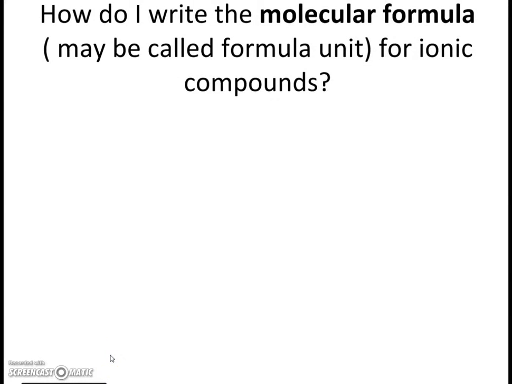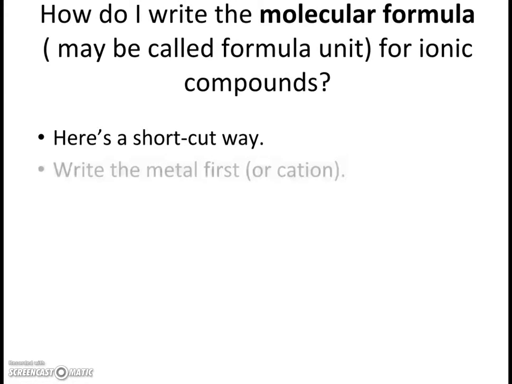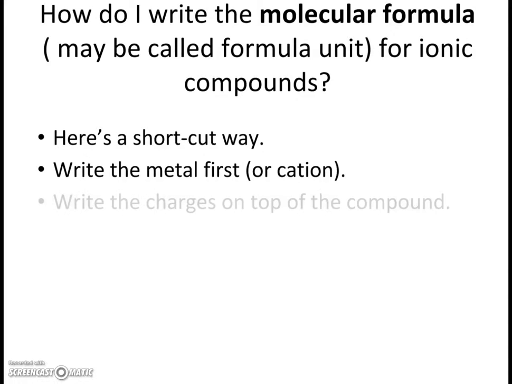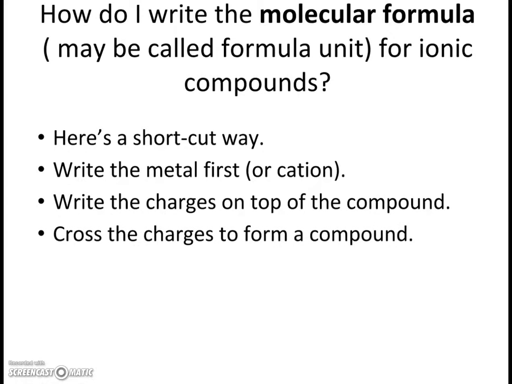So how do I write the molecular formulas given the ions? And remember, they're called formula units. So you will write down a shortcut way of doing that instead of doing what we just did by putting the electron dot diagrams together to figure it out. You will first write the metal, or the cation, and then you will write the charges on top of that compound. You will cross the charges to form the compound.